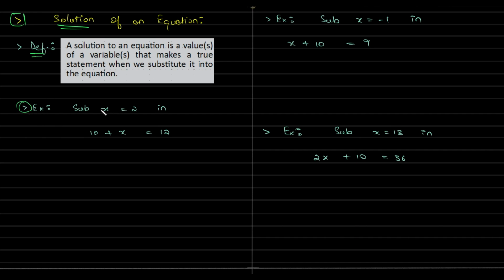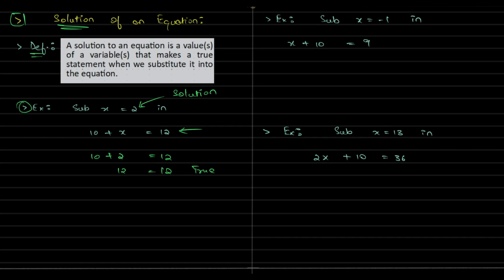So we have the first example, substitute x is equal to 2 in this particular expression. So we have 10 plus 2 being equal to 12. So 12 is equal to 12. So now we got a true statement after putting a value of 2 in this particular equation. So this value is known as the input. This part is known as the solution. That is your solution of an equation.